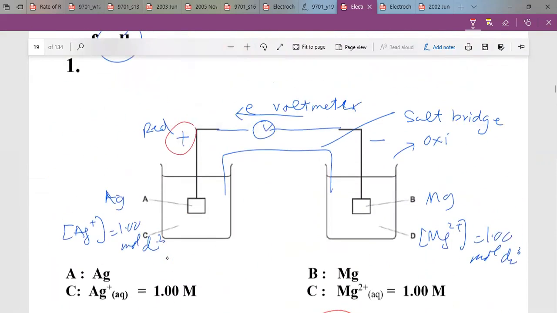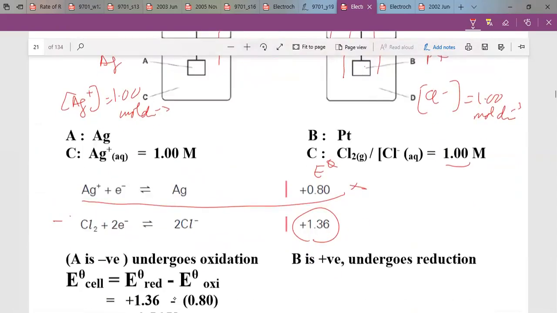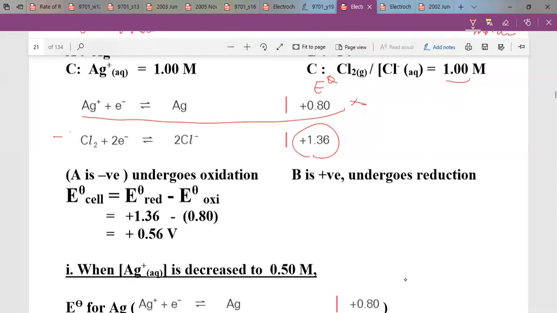So I want to change things a bit, to let you see how it all works out. To write the whole equation now, remember this is negative, and this is positive. If it is positive, it means what? If negative, what does negative mean? It is going to be what?